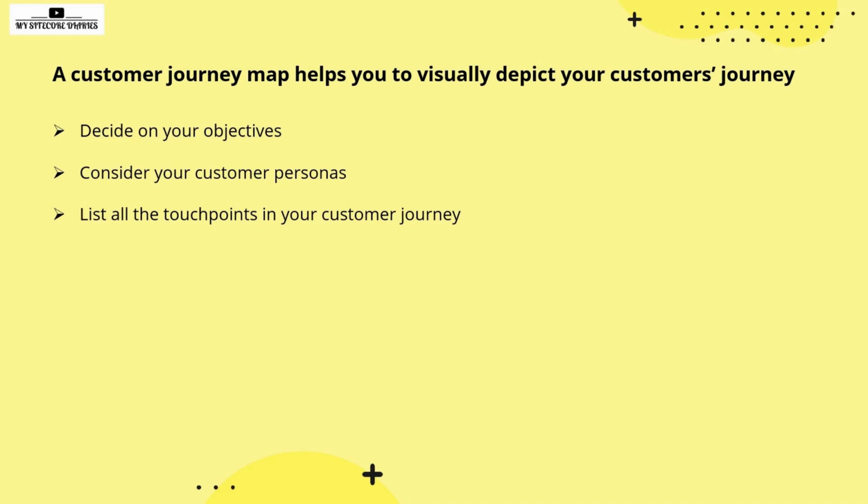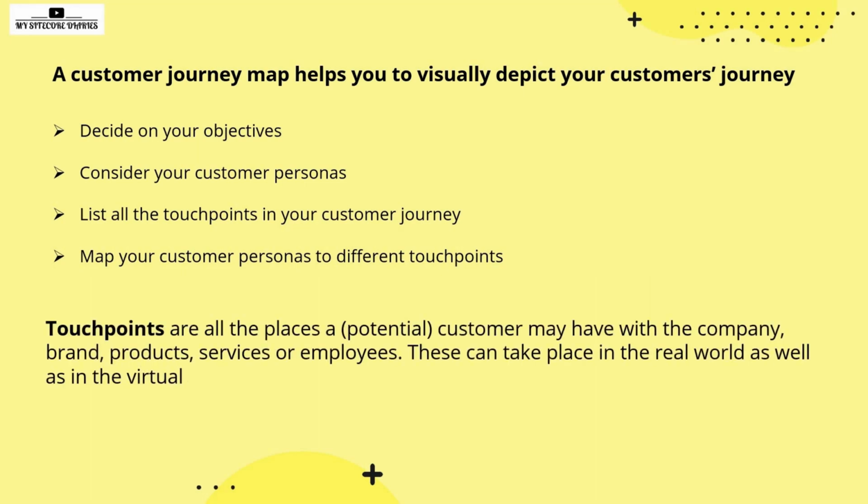We'll see what a touch point is. So you have to list all the touch points in your customer journey. For each persona we'll have a separate customer journey, and for that you list down your touch points. Map your customer personas to the different touch points. So whatever touch points you have, you map them to your persona. So what are touch points? Touchpoints are all the places where a customer may have contact with the company, brand, product, service, or employees. This can take place in the real world as well as in the virtual.